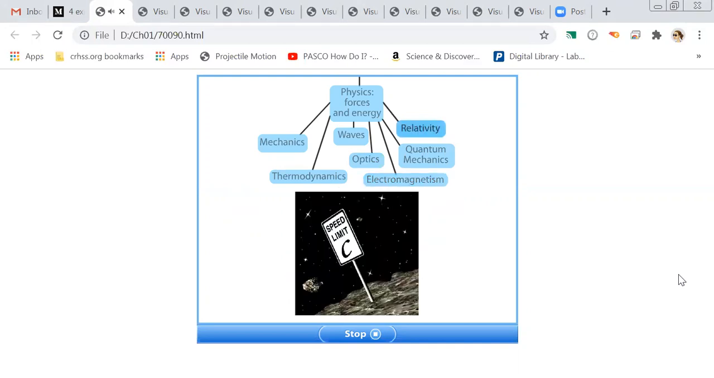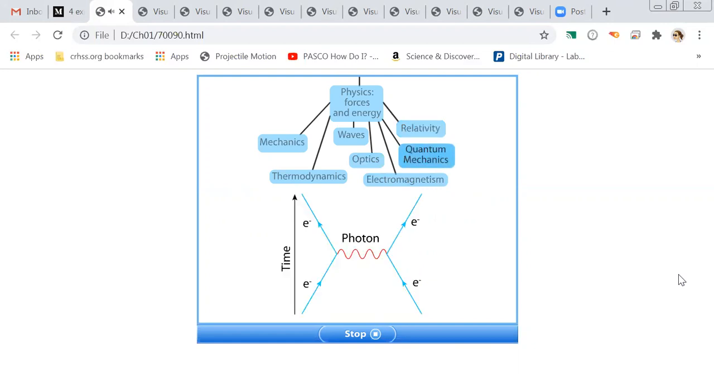Relativity is the study of particle motion. It describes the space and time relationships necessary to make the laws of physics universally applicable. Quantum mechanics is the study of the structure and behavior of the atom and of subatomic particles from the view that all energy comes in tiny, indivisible bundles.